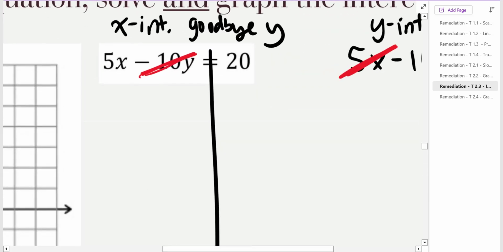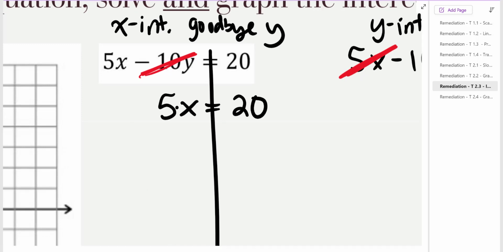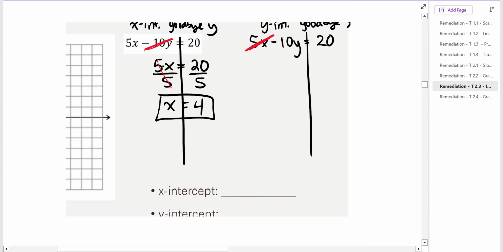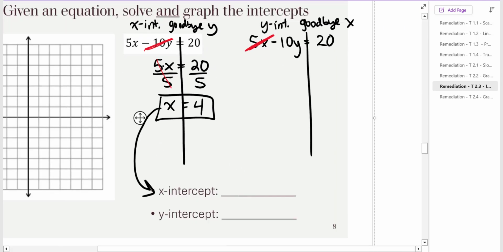For the x-intercept, we have 5x equals 20. Multiplication, opposite division. And then 20 divided by 5 is 4. And that's your x-intercept.